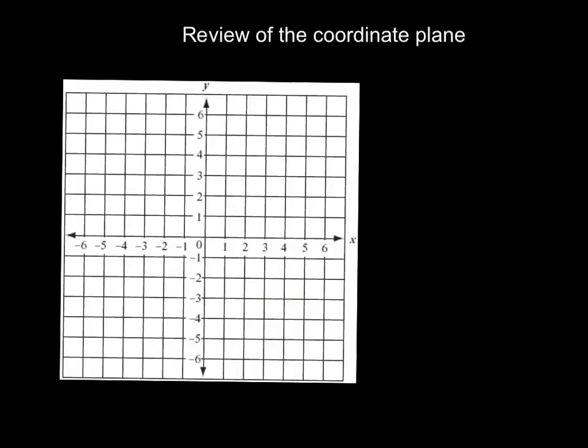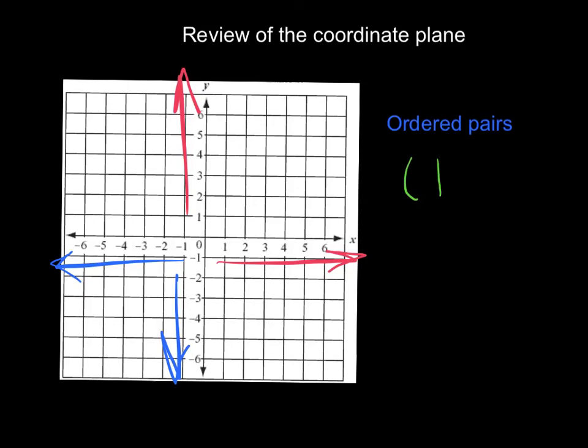To review, this is a coordinate plane. We have positive numbers going to the right on the x-axis and up on the y-axis. Then we have negative numbers to the left on the x-axis and down on the y-axis. Then we have ordered pairs that represent a single point on a graph. For example, (1, 2) represents a point that is 1 on the x-axis and 2 on the y-axis.